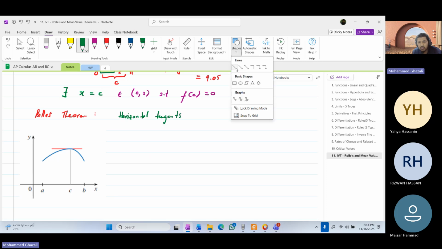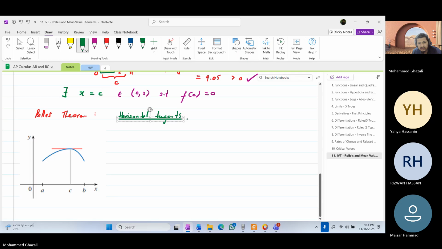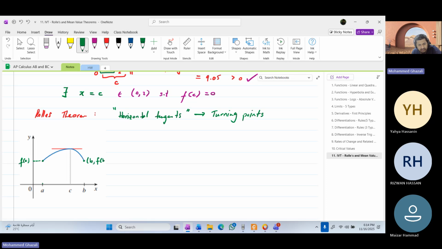Okay. Now, what's a horizontal tangent? It means they are turning points, loosely speaking, right? They're turning points in between the interval. So what's the setup like? If this point is A, then this point over here is f of A, okay? And this point is B, then this point is B and f of B.